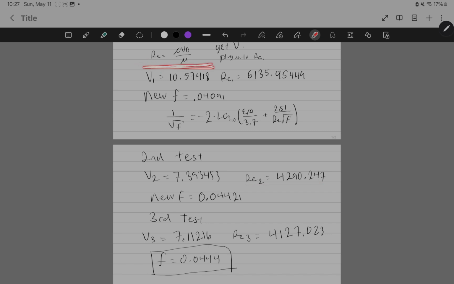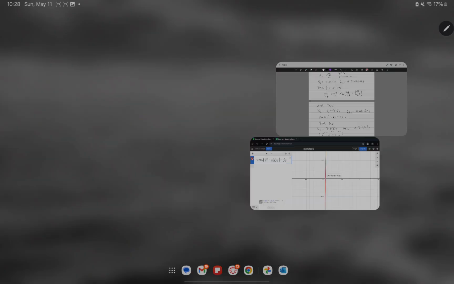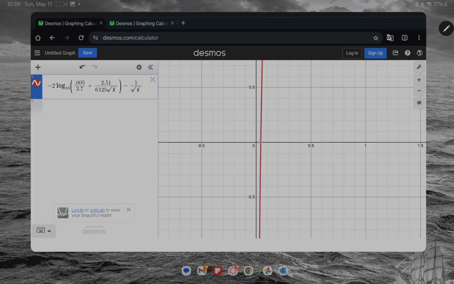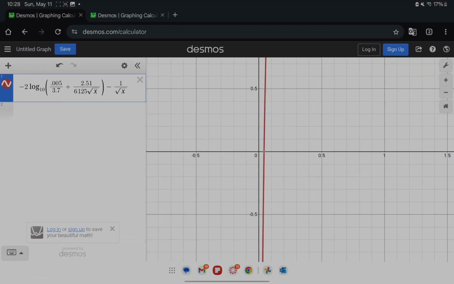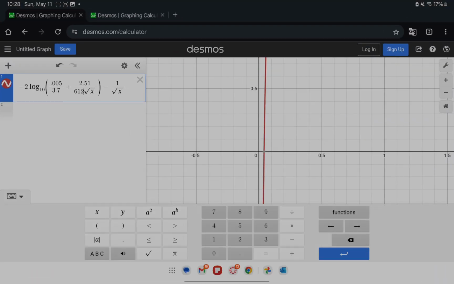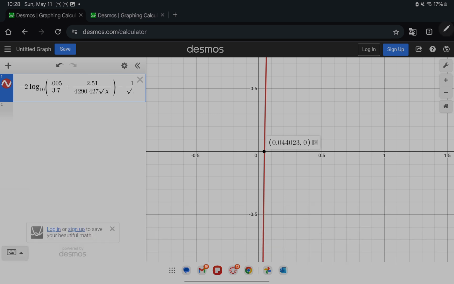Once again, it's the same formula right here, the regular Reynolds number formula. And it's the same exact process. You take this Reynolds number, 4290.247, and you plug it once again into the Colebrook equation, and same thing with Desmos. So we can go here. That number was 4290.247. So okay, perfect. As you can see, once again, it hits the 0, and now it's 0.044023.